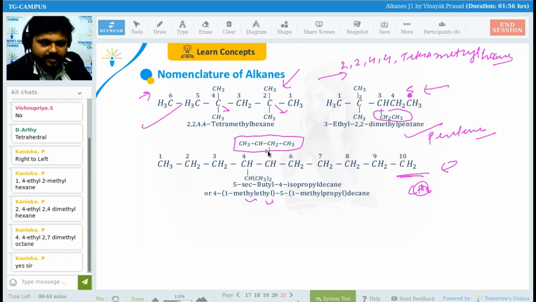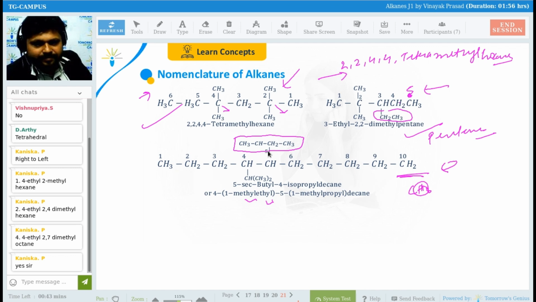Just a minute. I am checking whether the structure is correct or not. Yes, 4 carbons are there, right? So this will be what? 4-isopropyldecane. So total number of carbons is 10. So you can see here, these are the special cases. You can check at your home as well, and you can do it twice at home. The thing that I am saying, you can do in different manners. And what will be the right answer for this question?